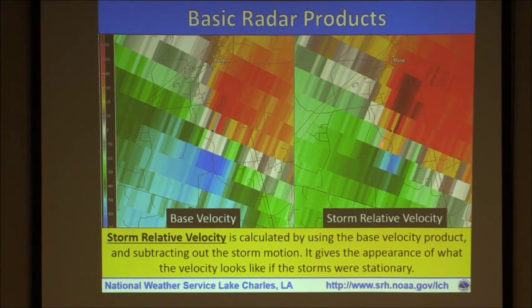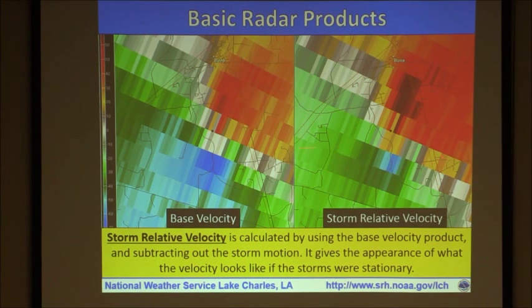Storm relative, it's subtracting out the speed and the direction of the storm, of whatever it determines that storm is moving on the radar. So if it thinks the storm is moving to the northeast at 20 miles an hour, it's going to subtract out northeast at 20 miles an hour from whatever number and wind speed and direction that it's calculating over here on the right.